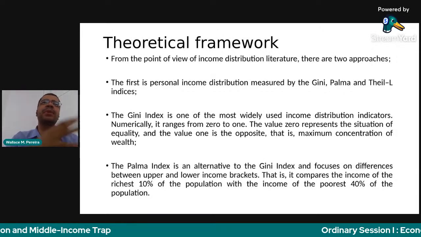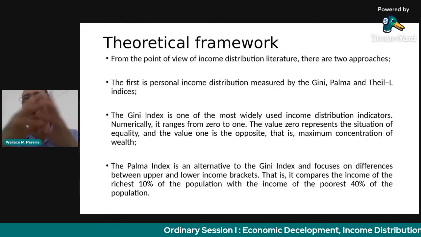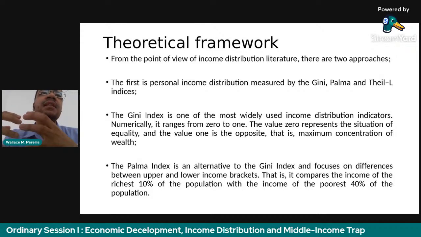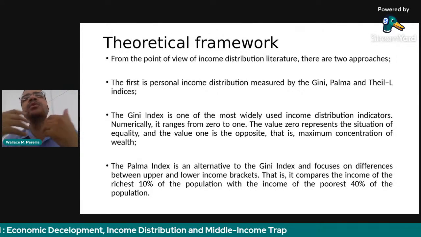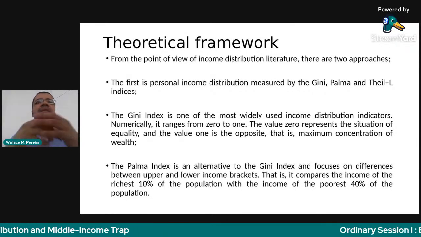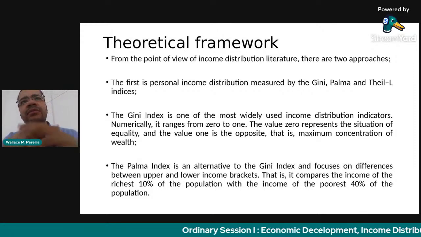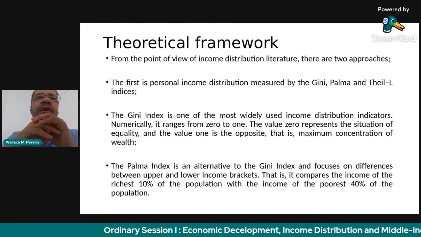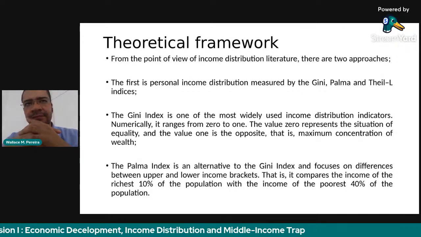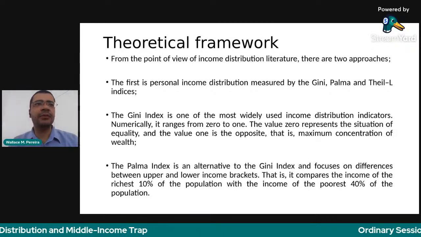The first is personal income distribution, measured by Gini, Palma, and Theil indices, where the Gini index is one of the most widely used income distribution indicators, and numerically it ranges from 0 to 1. The value 0 represents the situation of equality, and the value 1 is the opposite. That is maximal concentration of wealth.